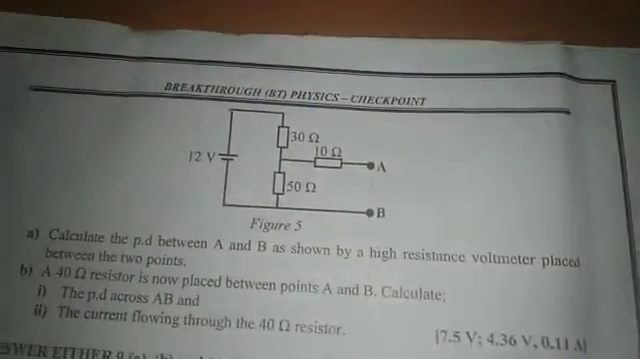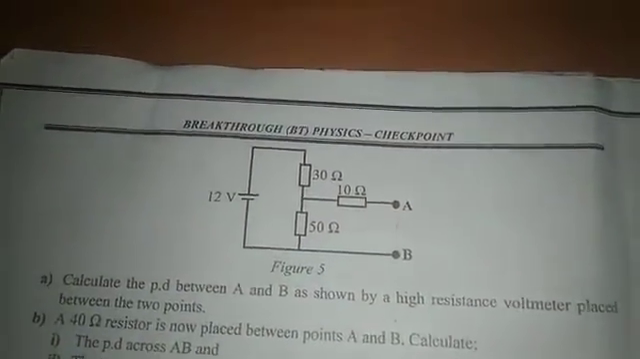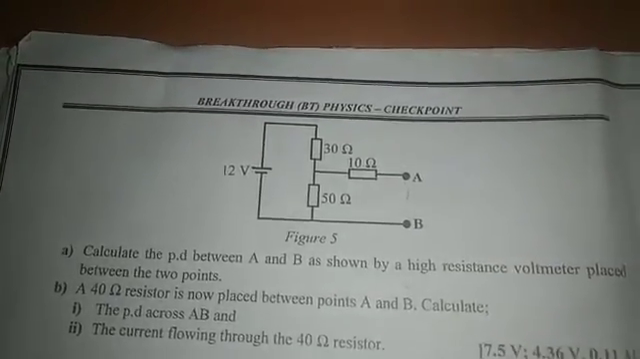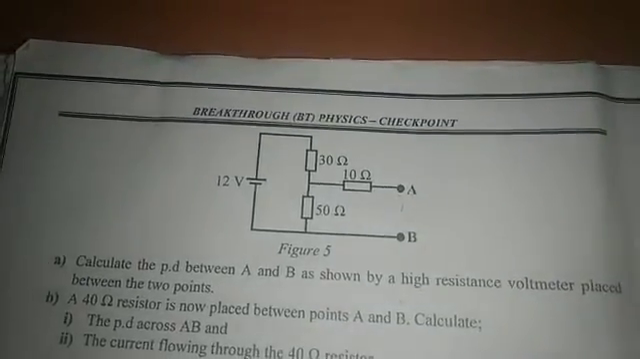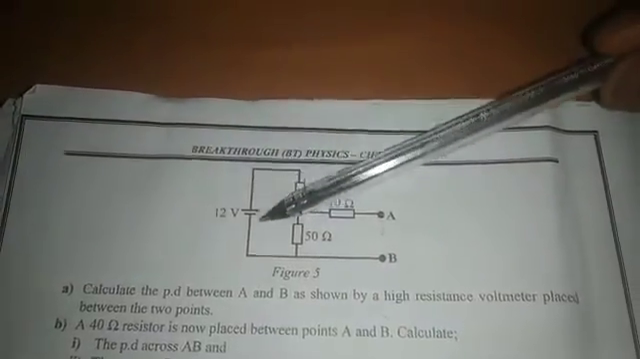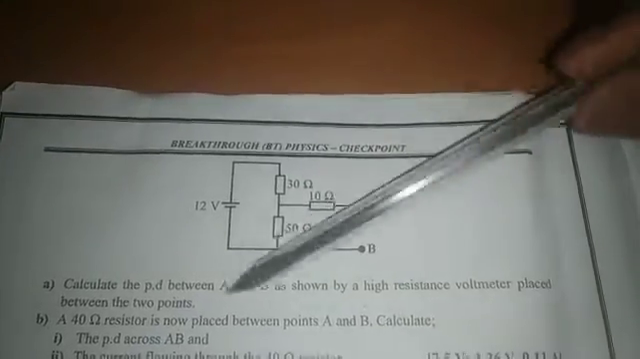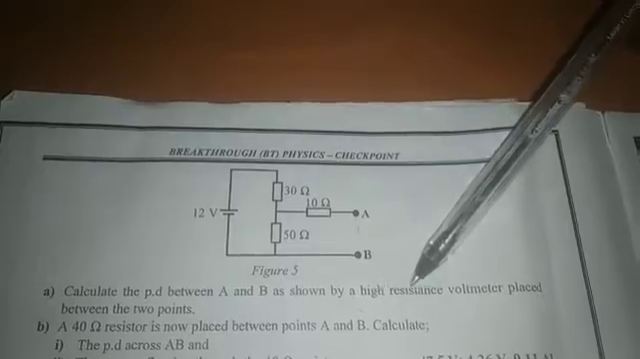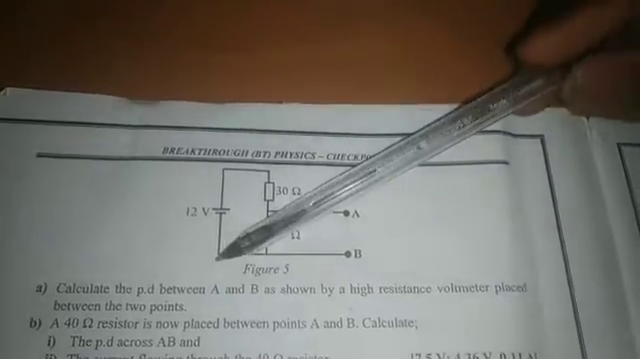Okay, let's start with this question. This is Mock 2014, question 8E. So we have the circuit, figure 5, which has the input voltage of 12 volts. And if you look at it, part A says calculate the PD between A and B as shown by a high resistance voltmeter placed between the 2 points.